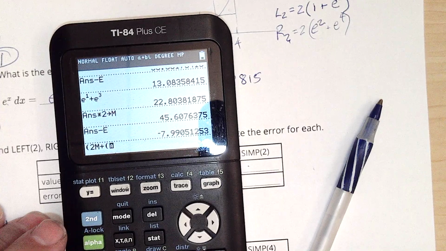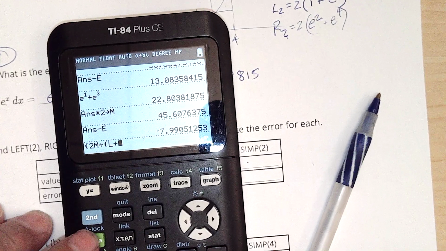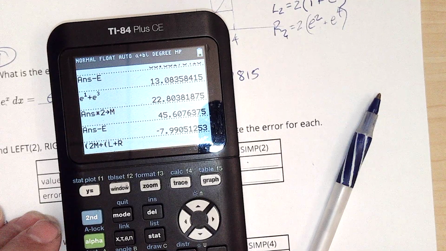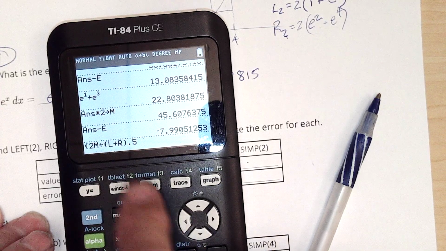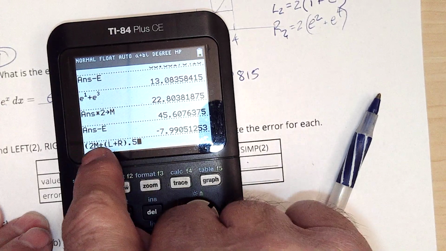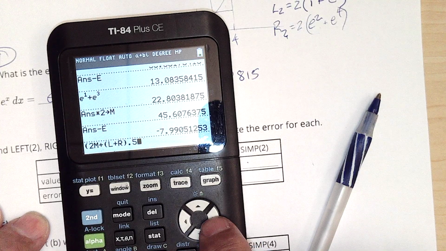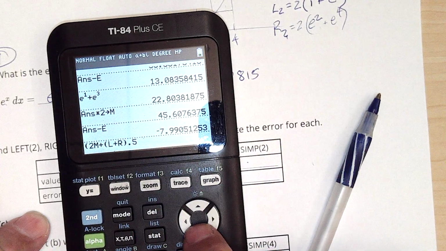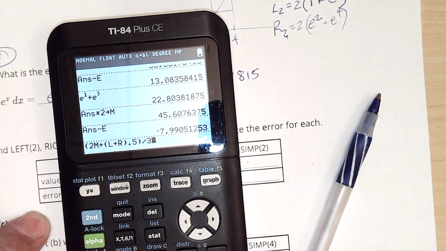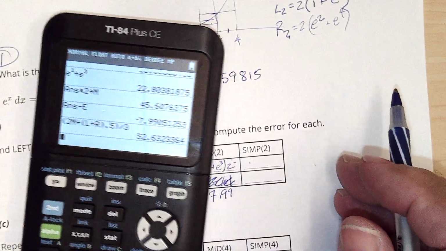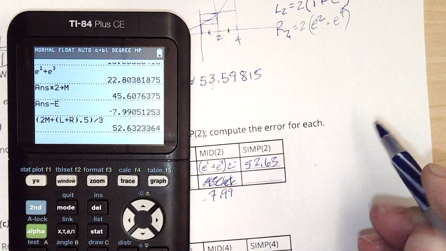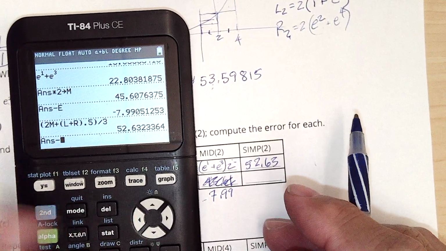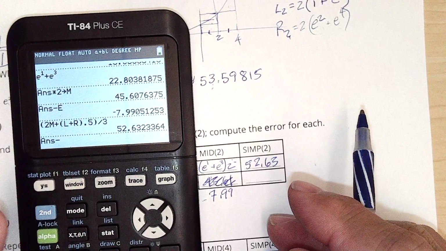parentheses left plus right divided by 2, or times 0.5. So that's the trapezoid. And 2 of the midpoint, plus the trapezoid, which is the average of the left and right, divided by 3. And so the Simpson rule gives me 52.63.